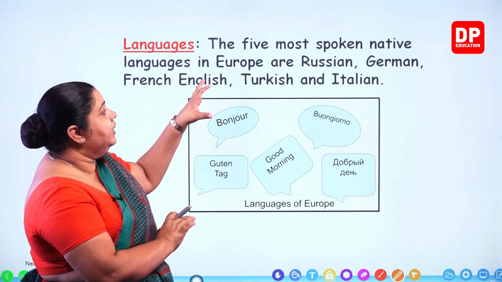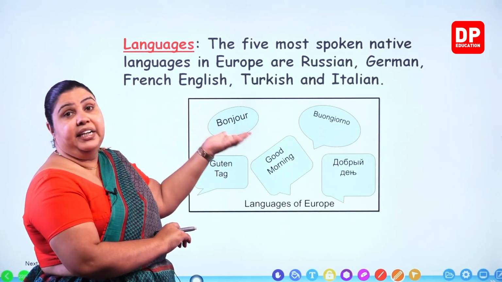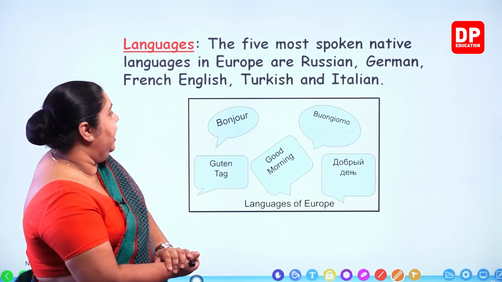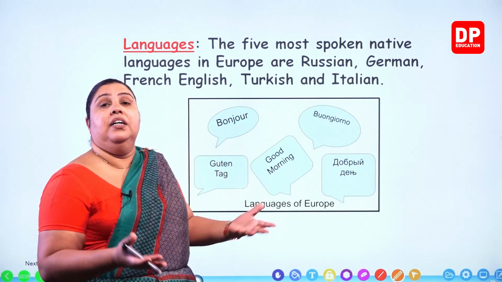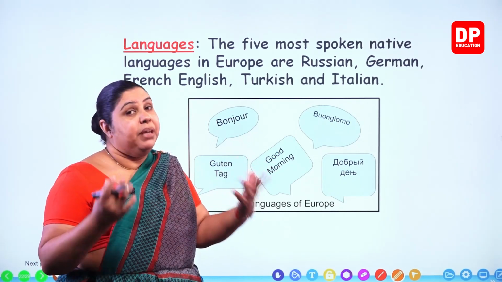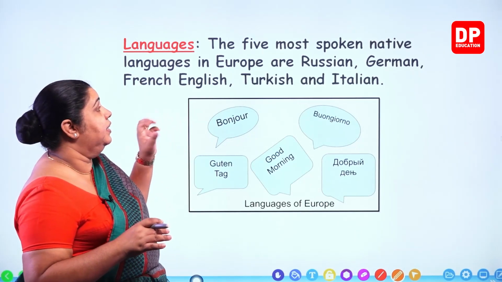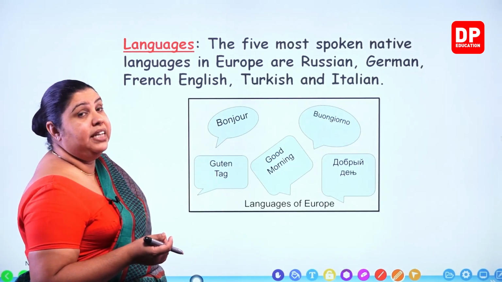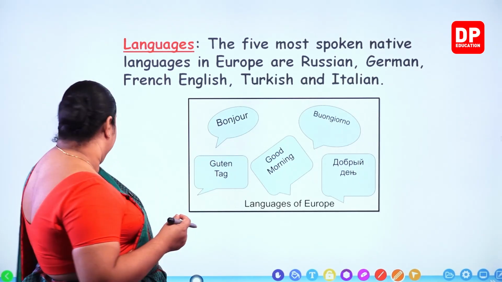So these are the countries, Russia, Germany, France, then Turkey and Italy. They are in the European continent. So they speak their own languages. English is not their main language, but they use English, and Russian, German, Turkish and Italian, and then French and English are the languages that they use in this European continent.